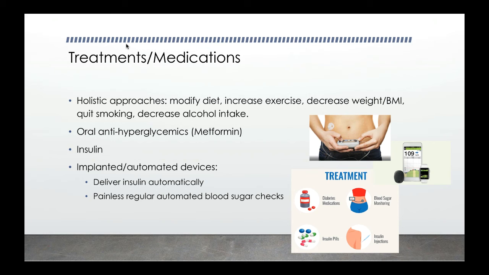In recent years, we've seen implanted automated devices where, as you see on the screen, they deliver insulin automatically, or they do the blood sugar checks automatically without being painful. It's on your arm or somewhere, and instead of pricking your finger all the time, it's really helpful in keeping patients adherent to testing their blood glucose. The testing of the fingers was a major downside, and a lot of people don't test their blood sugar because of that.